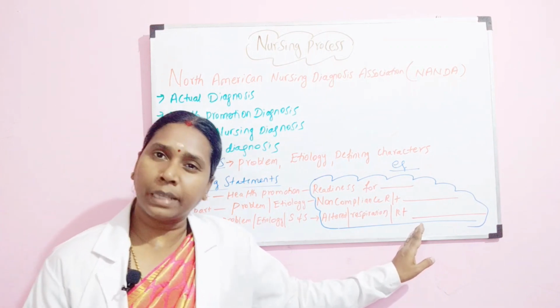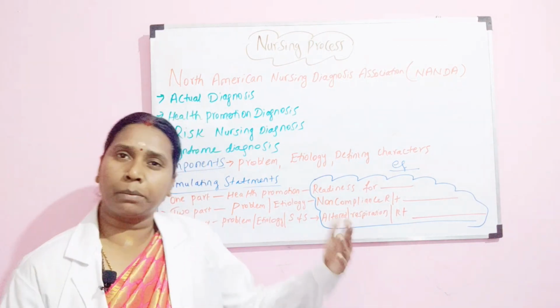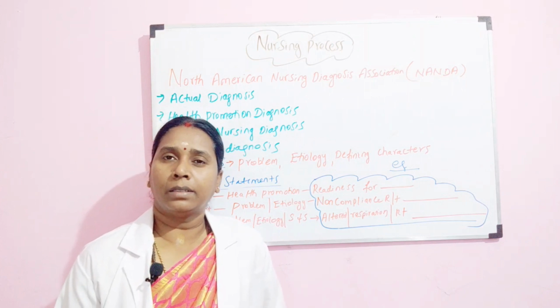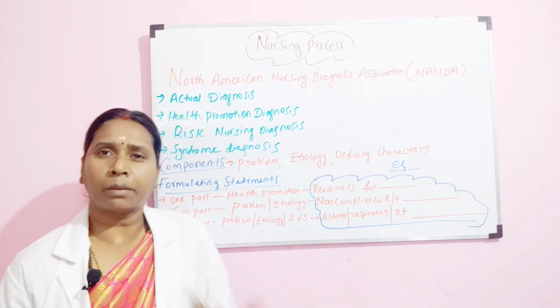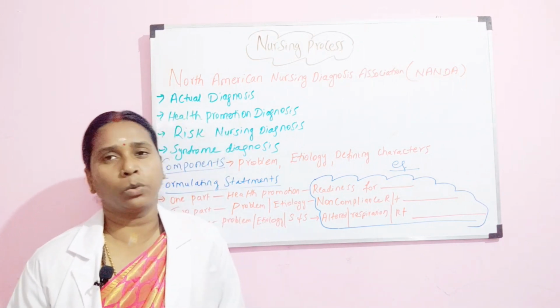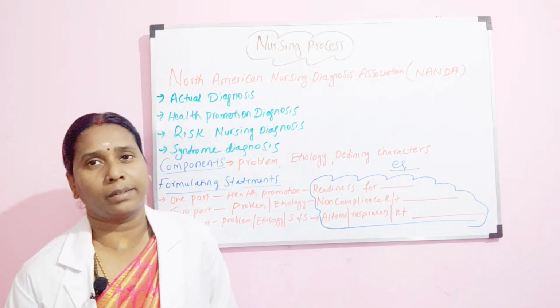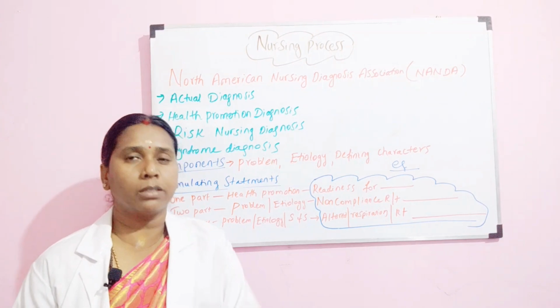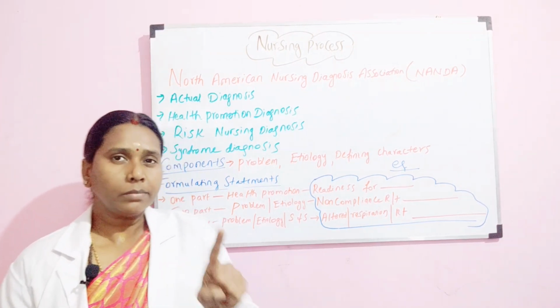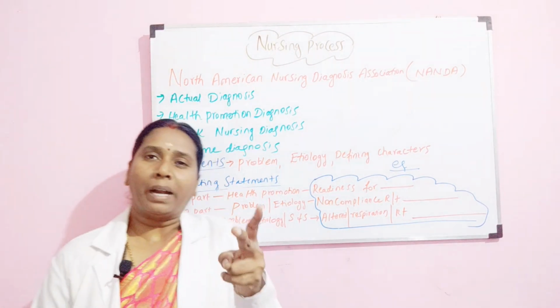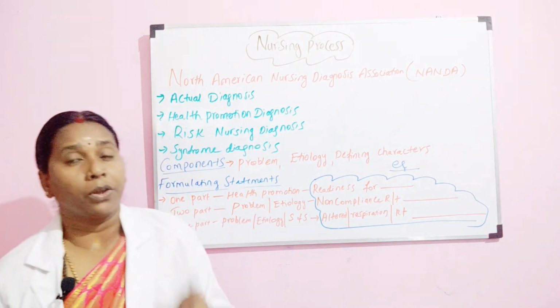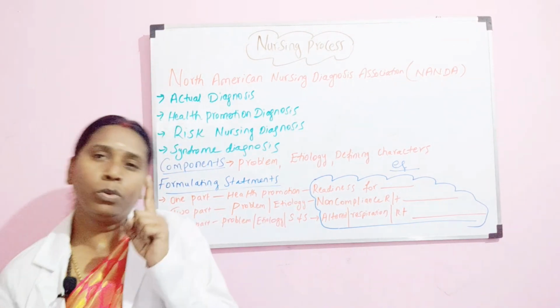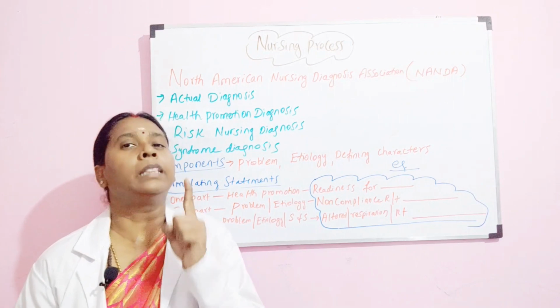So how do you say? The signs and symptoms, that is like breathlessness, secretions, or something, whatever is related. Okay, so injury, anything you can write, according to the need of the client. So are you able to understand these three areas? So one-part statement, two-part statement and three-part statement. One-part statement, you have only one factor, that is the health promotion factor.